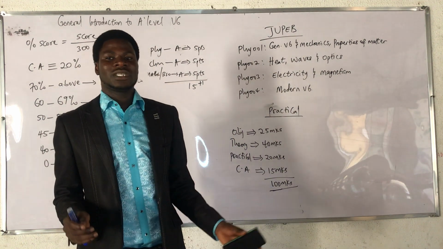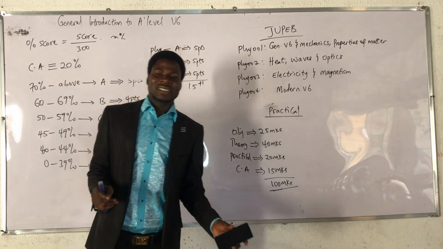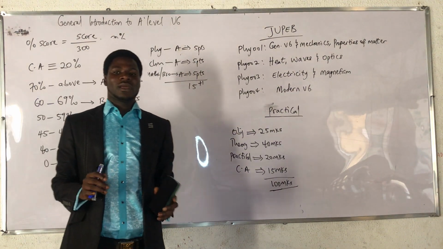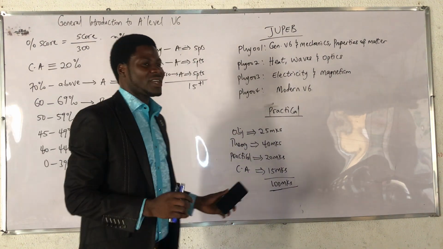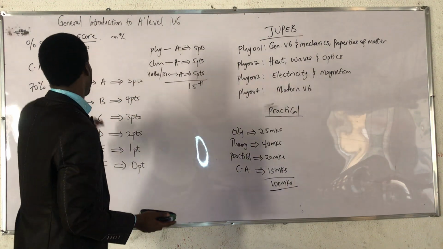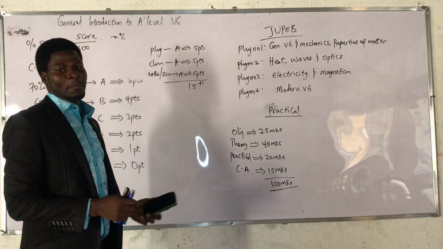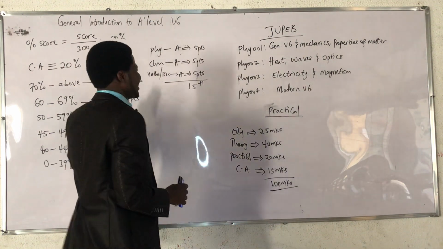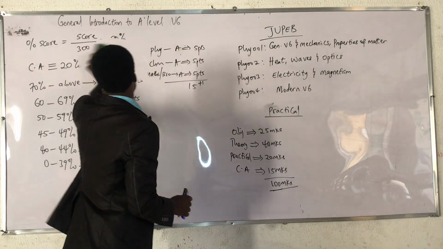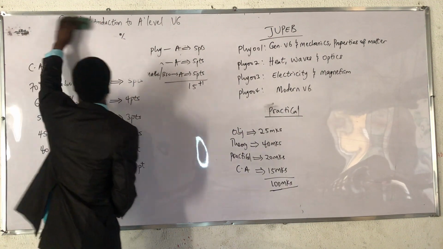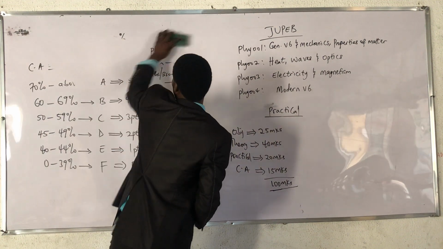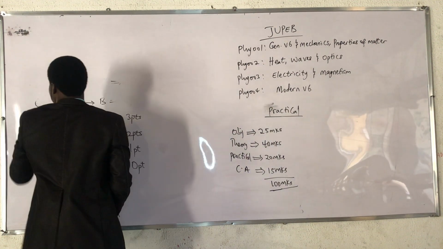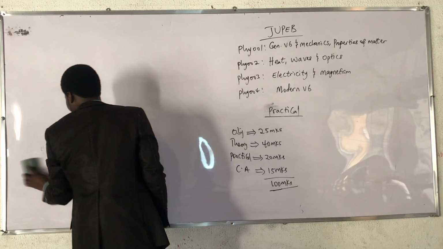After you've known how the exam is arranged, I think we can now start with the first one, with Physics 101. Let's start with paper 1. Physics 101. And we are starting with general physics. Okay?